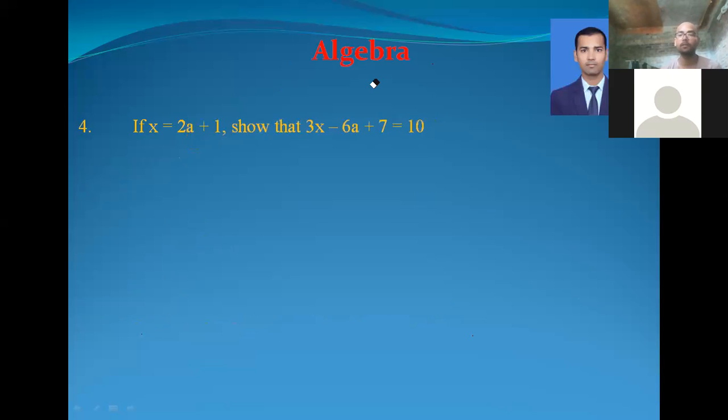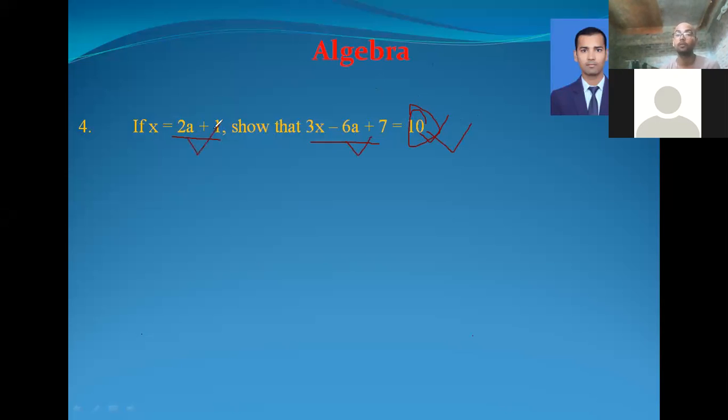And the fourth question with us is, if x is equal to 2a plus 1, then show that 3x minus 6a plus 7 is equal to 10. It means that by putting the value of x, 2a plus 1, in the expression 3x minus 6a plus 7, we need to find the answer 10. This is the answer that we need to find by solving the expression 3x minus 6a plus 7 by replacing the value of x, 2a plus 1.